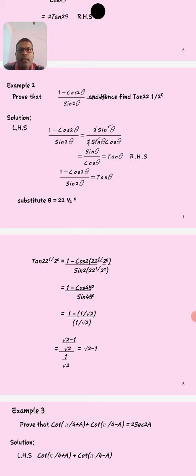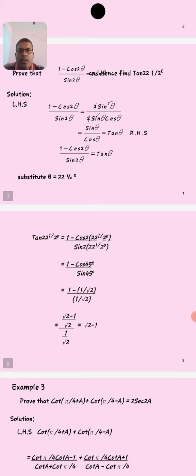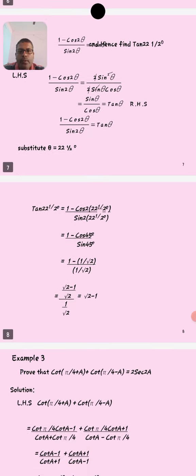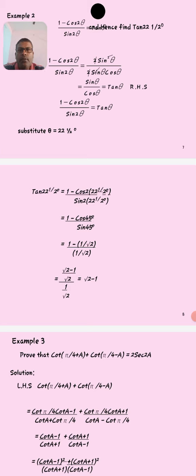Now we have to find tan 22.5, meaning in the place of theta we substitute 22.5. Then we get (1 minus cos 45) by sin 45. So finally in the place of cos 45 we substitute 1 by root 2, and sin 45 also 1 by root 2. Now we do the simplification, we get (root 2 minus 1) by root 2, over 1 by root 2. Here root 2 cancels, we get root 2 minus 1 as the final answer. That is the value of tan 22 and a half.